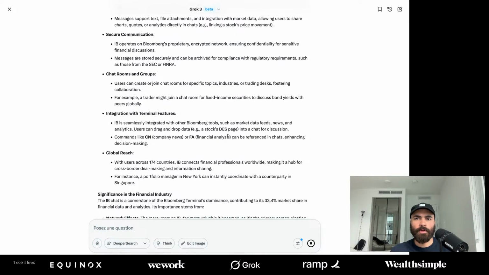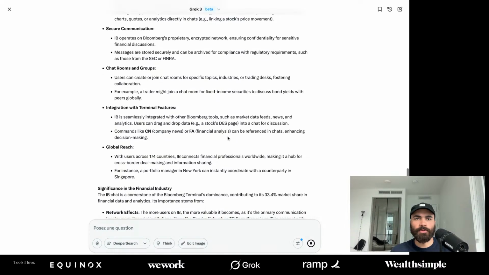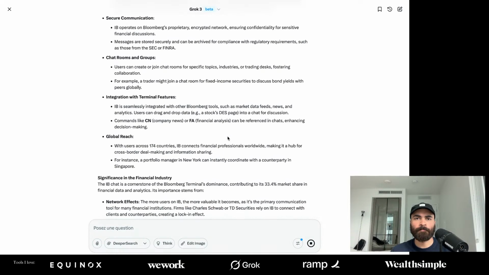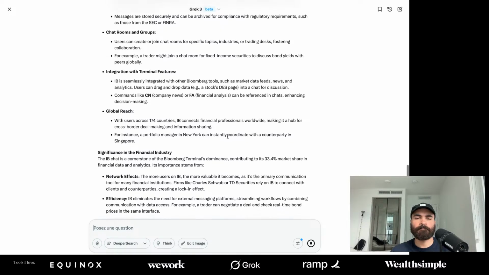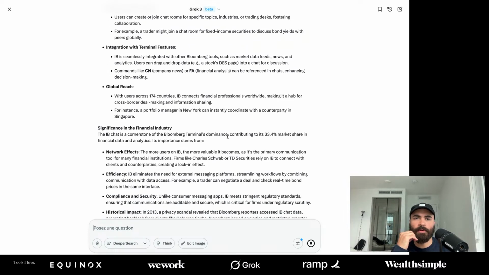Archive for compliance with regulatory requirements such as those from the SEC or FINRA. Users can create or join chat rooms on specific topics, industries, or trading desks, fostering collaboration. A trader might join a chat room for fixed income securities to discuss bond yields with peers globally.